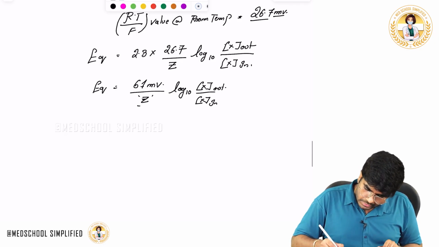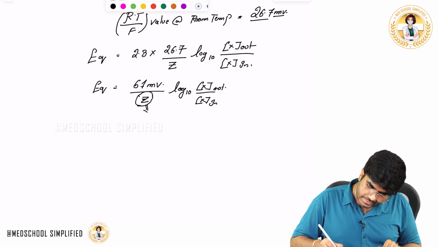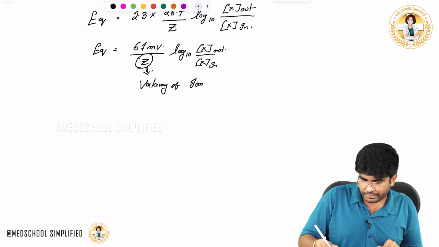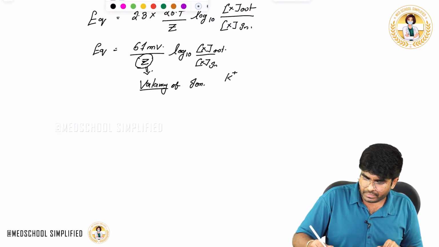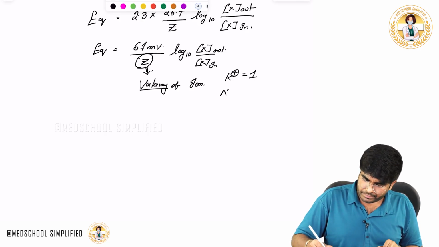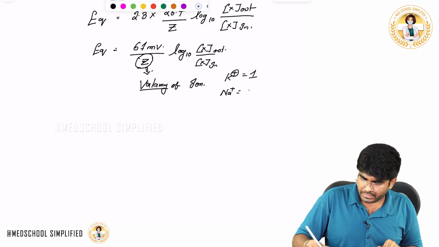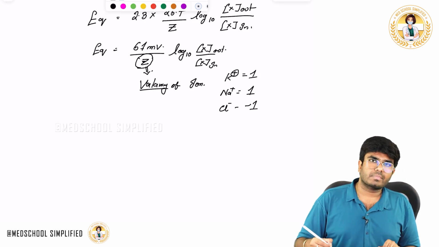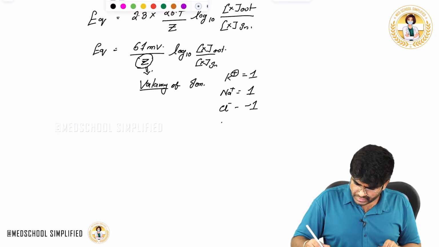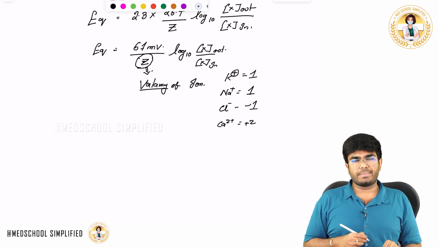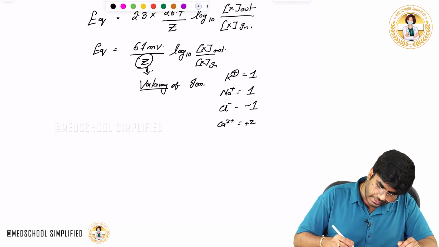Okay, now this Z, what is this Z? This Z is the valency of the ion. So what is the valency for potassium? K plus, potassium valency is 1. Sodium valency is 1. For example, chloride valency is -1. Calcium is 2 plus, so that's the valency. Okay, so this is the final equation.